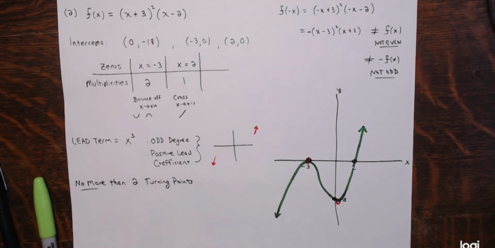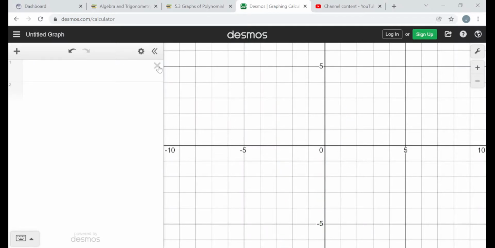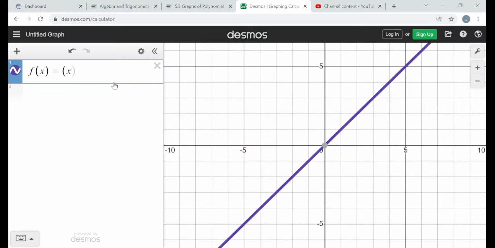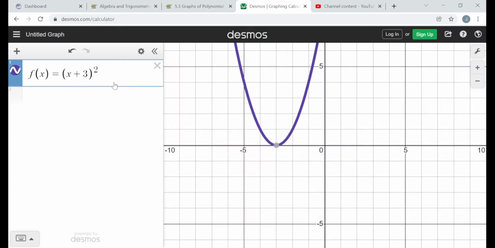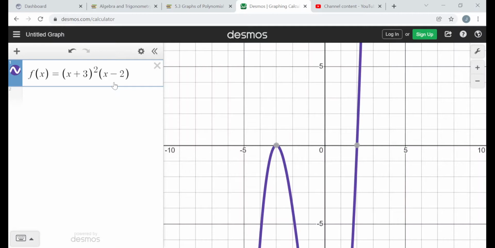Now let's look at an actual graph and see how it compares to the graph I just drew. So this function we were given, f of x equals the quantity x plus 3 squared times the quantity x minus 2.